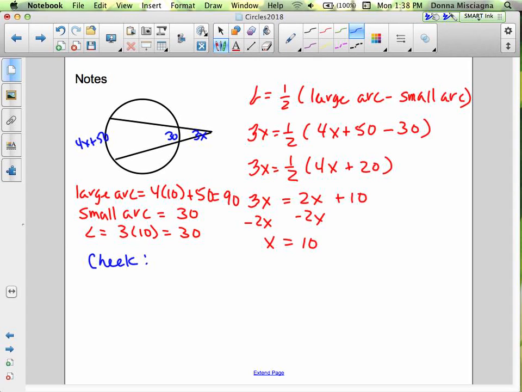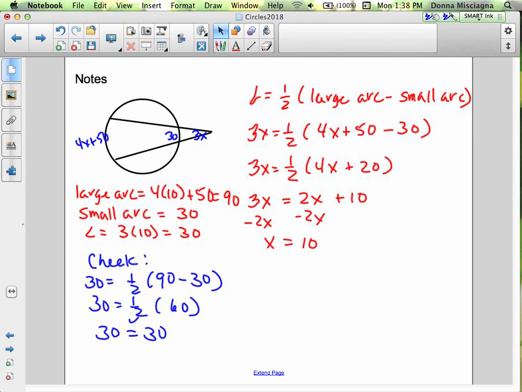All right, check. So we have 30 equals 1/2 (90 minus 30), right? Angle equals 1/2 large arc minus small arc. 90 minus 30 is 60. Half of 60 is 30. This one checks out. And I finished right before lunch ended.